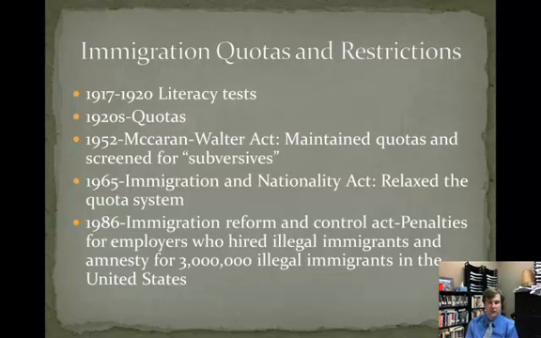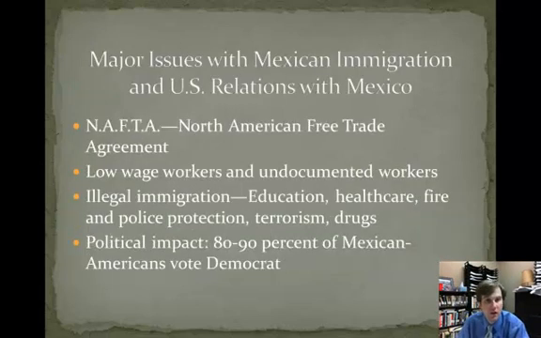And then you have 1986, the Immigration Reform and Control Act, which placed penalties on employers for hiring illegal immigrants, but also gave amnesty for about 3 million illegal immigrants in the United States. Again, immigration is going to jump tremendously in that period of time, as you can see on that bar graph I just showed you.